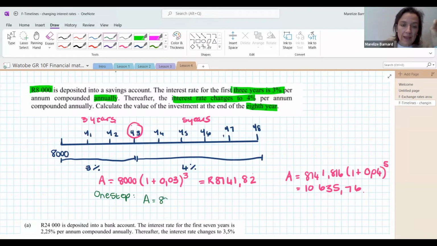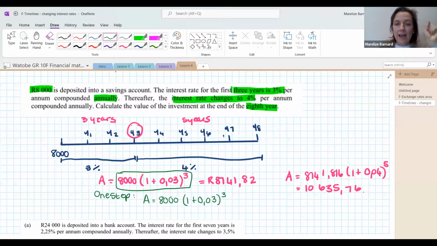I start off with 8%, and that's 1 plus 0.03 to the power of 3, which is what we had here. And then the interest rate changes, so we need to calculate what that amount is going to be worth, 0.04 to the power of 5. And if you put all of that in your calculator, which is what I want you to do now, see if you get the same answers we got over there.